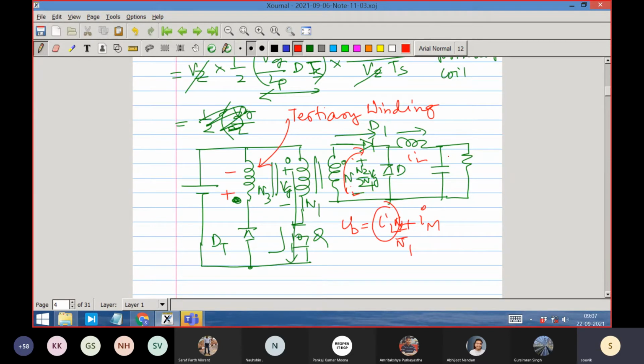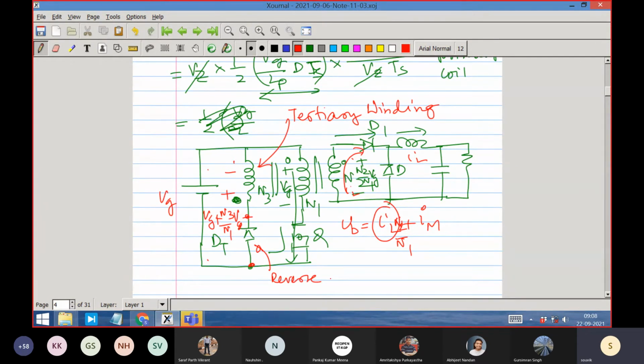That is called coupled. This is VG. So what is the voltage now across the diode? You see this terminal is 0 and this terminal is negative, minus plus, minus plus. It is more negative. How much is the voltage here? This voltage here is VG plus N3 by N1 into VG. That is a positive voltage at the cathode terminal of the diode DT. So DT is reverse biased.